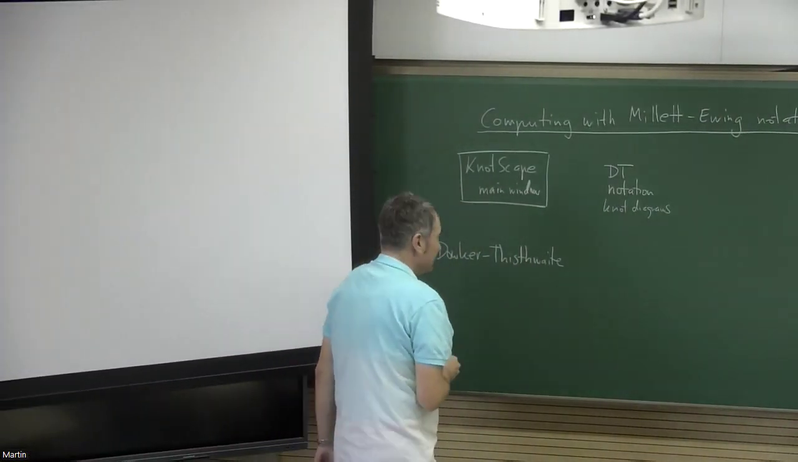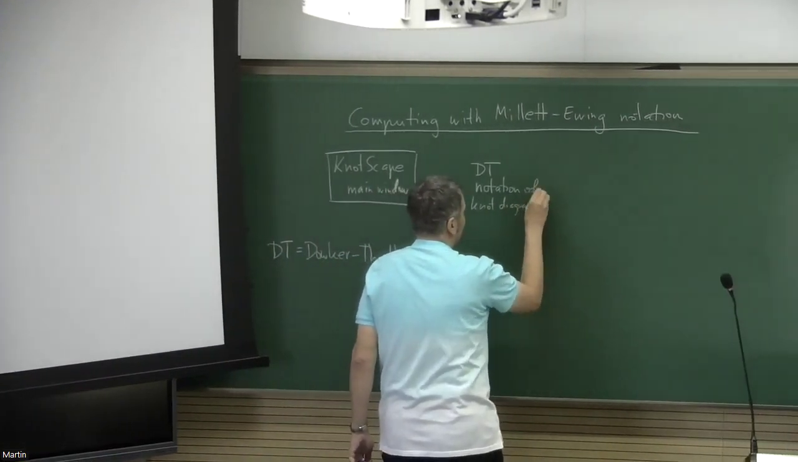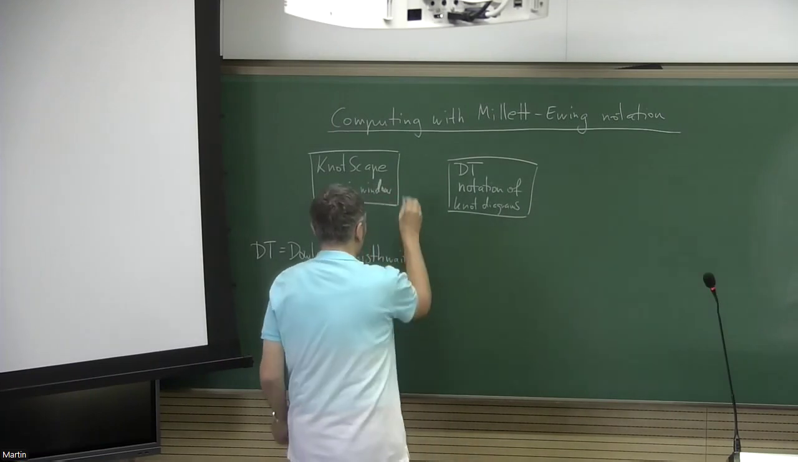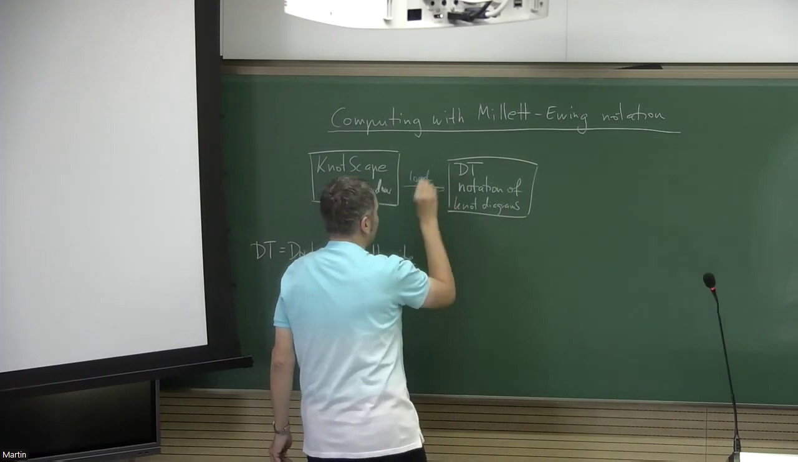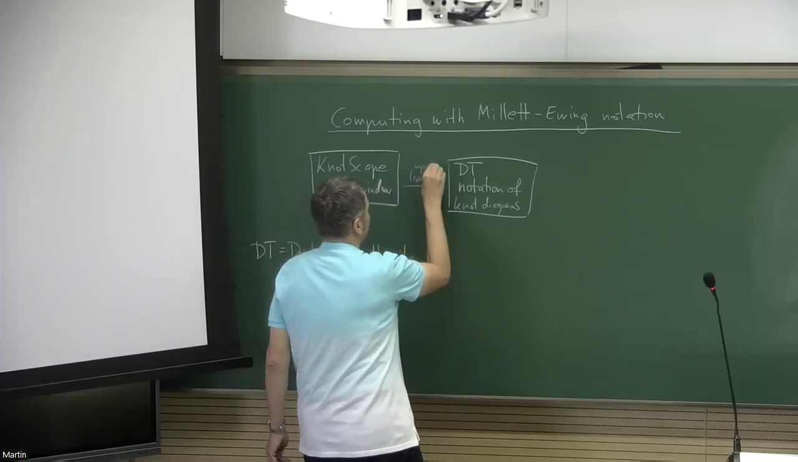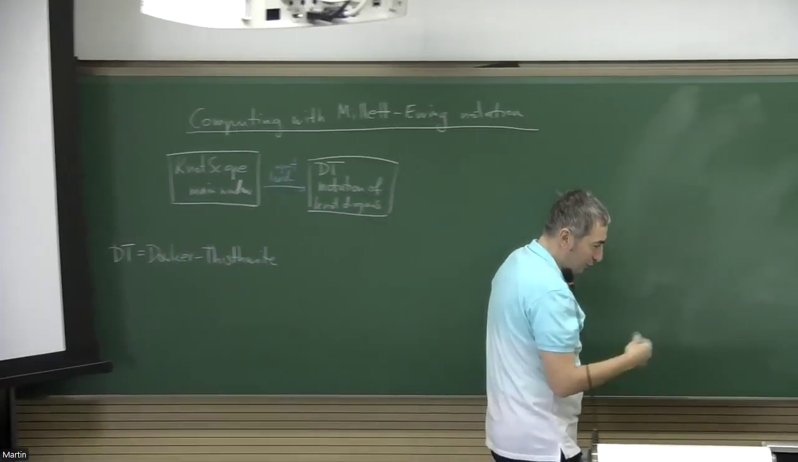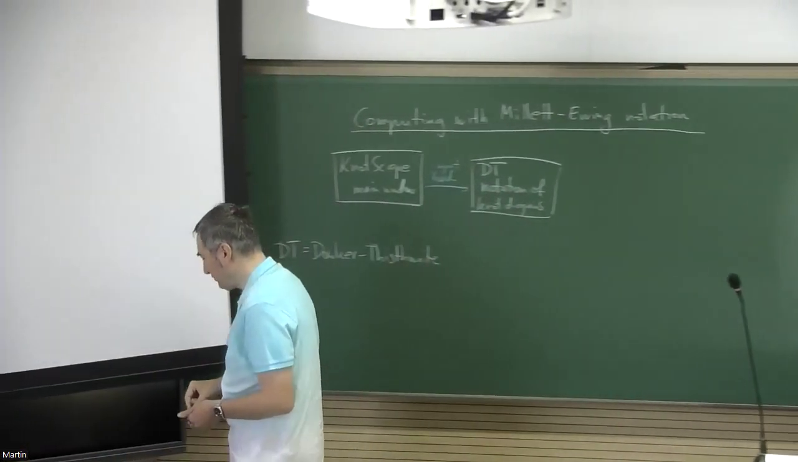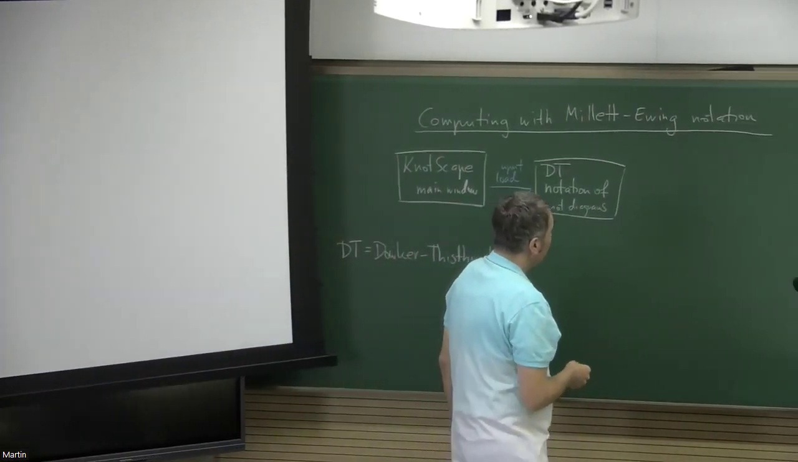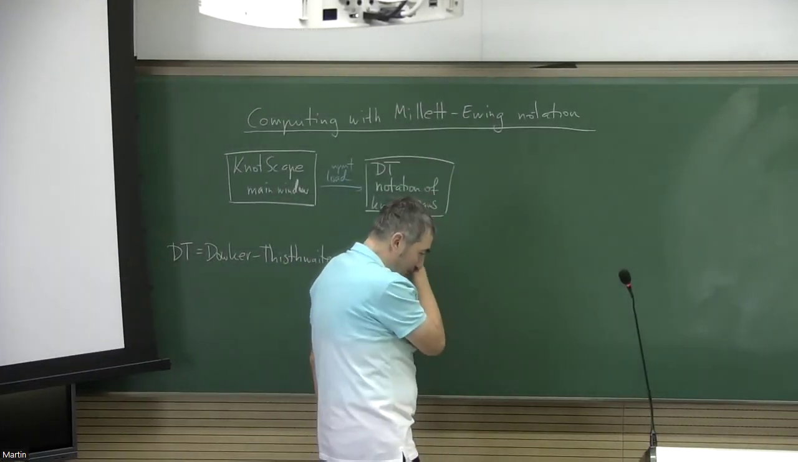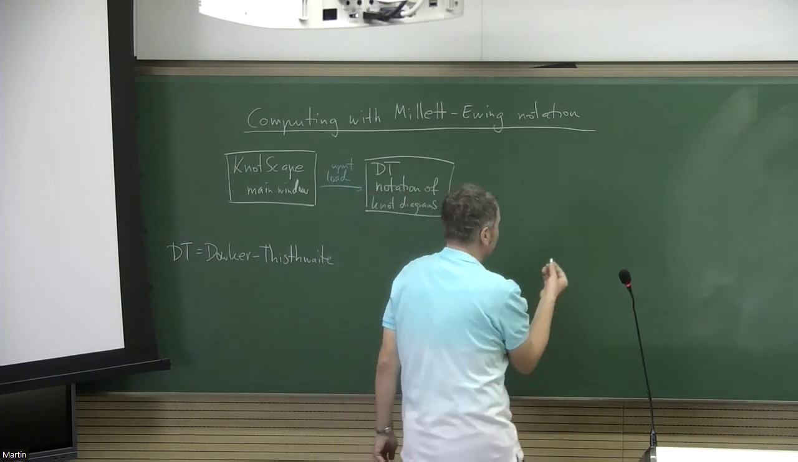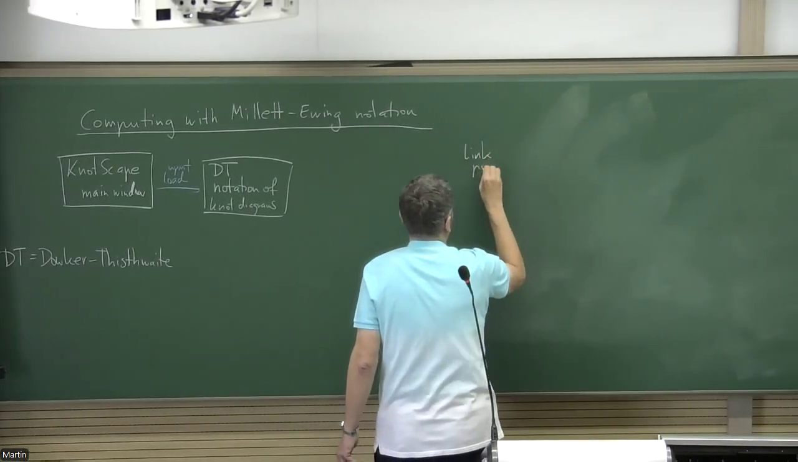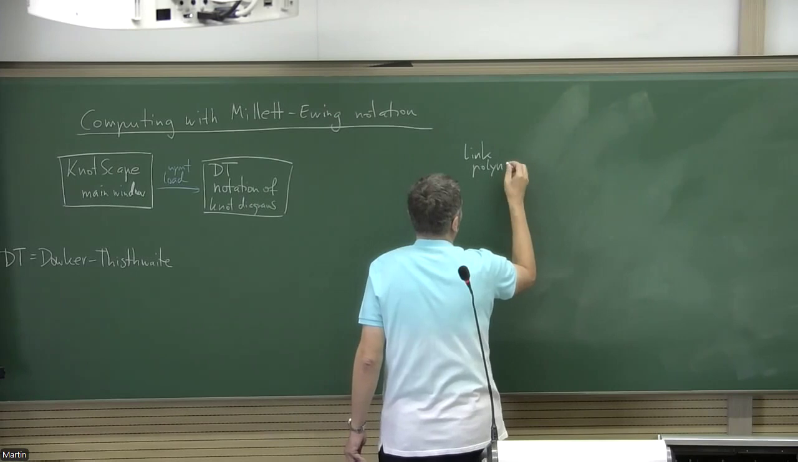So there is a Dowker-Thistlethwaite notation of knot diagrams, and you can load tables or input it into the text window by hand. From this notation, the program computes several things. One thing it can compute is link polynomials.